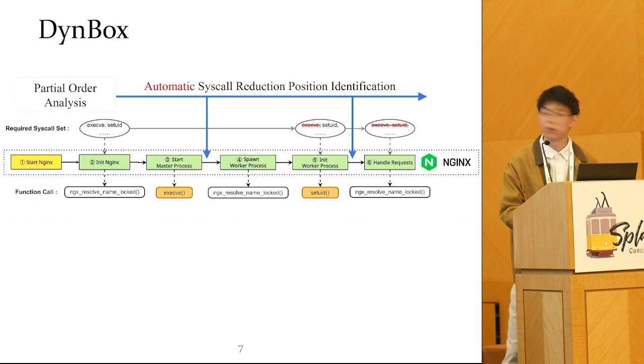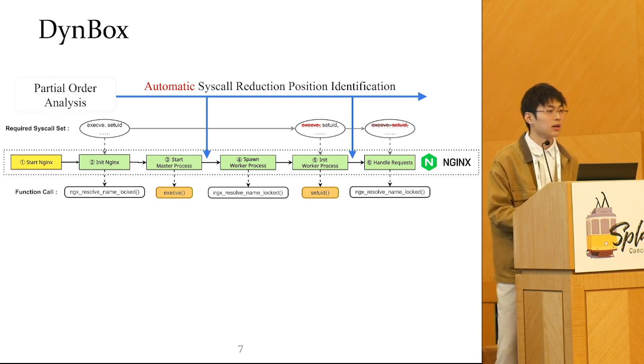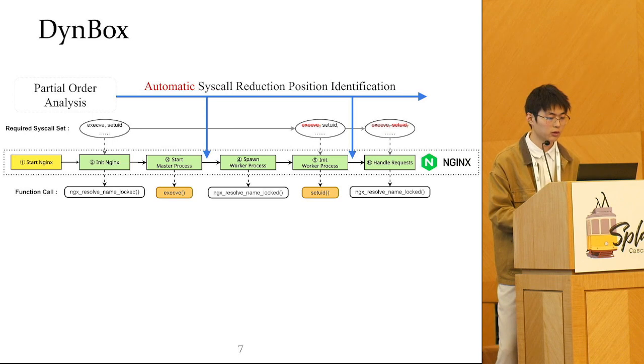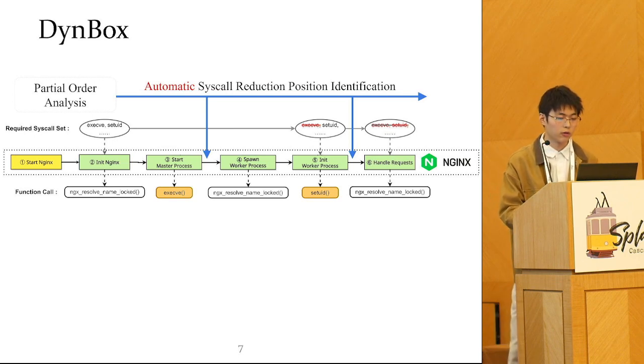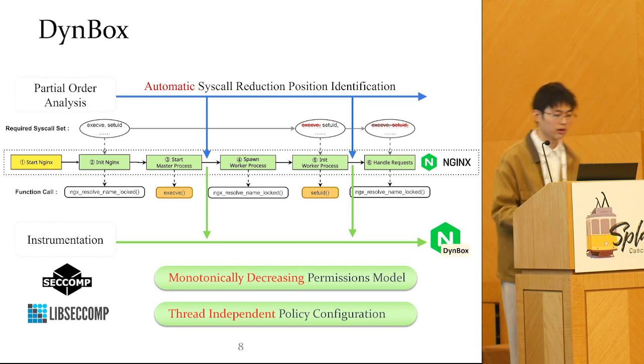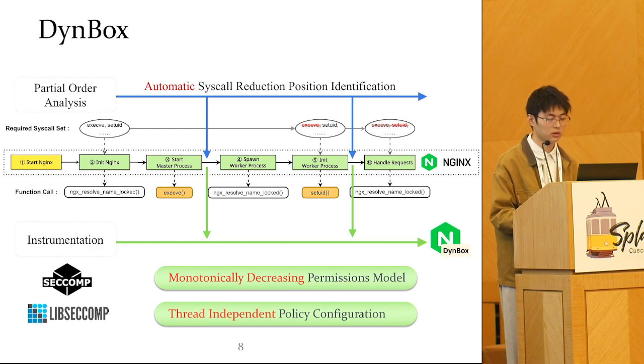Therefore, in this paper, we introduce Sandbox, a dynamic syscall sandbox that can adjust the syscall policy during the program's execution. First, it employs partial order analysis to automatically identify the syscall reduction positions where syscalls become unnecessary. Then, at these positions, we perform the instrumentation during the program's compilation. In detail, we leverage Linux seccomp and libseccomp to construct the syscall sandbox and adjust the policy.